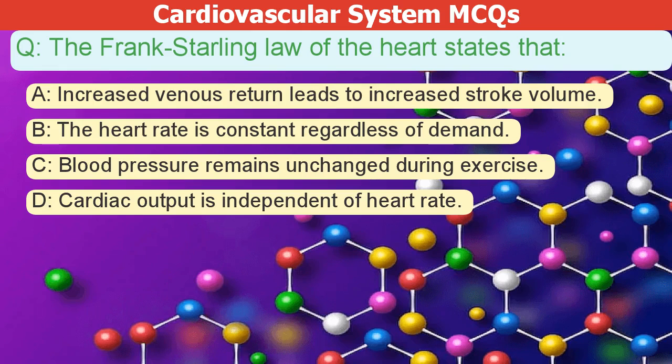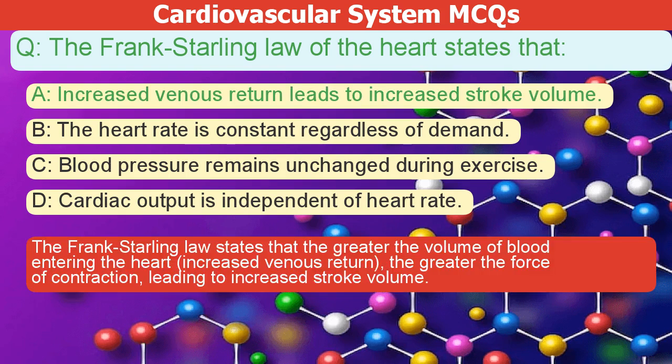The Frank-Starling law of the heart states that A. Increased venous return leads to increased stroke volume. B. The heart rate is constant regardless of demand. C. Blood pressure remains unchanged during exercise. D. Cardiac output is independent of heart rate. The correct answer is A. The Frank-Starling law states that the greater the volume of blood entering the heart, increased venous return, the greater the force of contraction, leading to increased stroke volume.